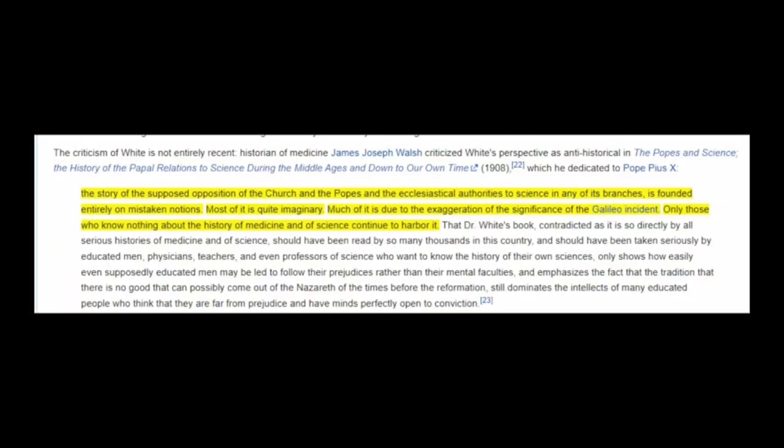The story of the supposed opposition of the church and the popes and the ecclesiastical authorities to science and any of its branches is founded entirely on mistaken notions. Most of it is quite imaginary. Much of it is due to the exaggeration of the significance of the Galileo incident. Only those who know nothing about the history of medicine and of science continue to harbor it.